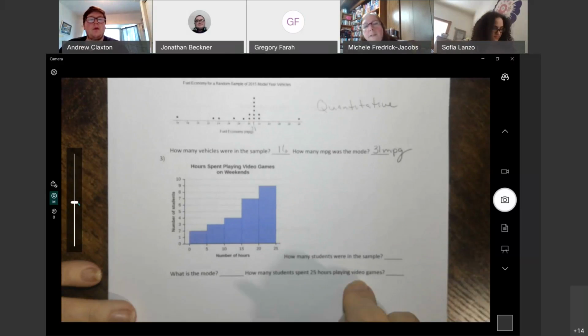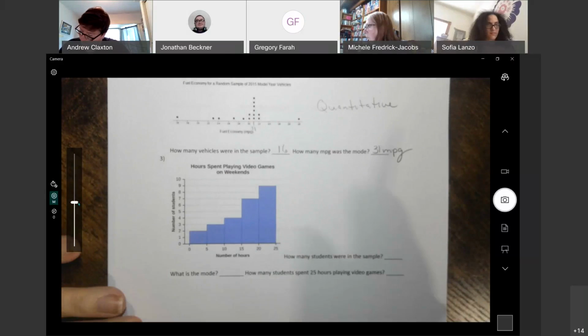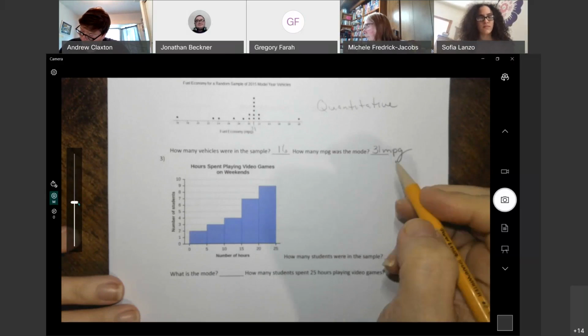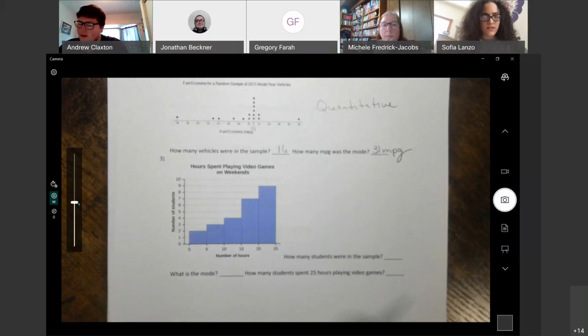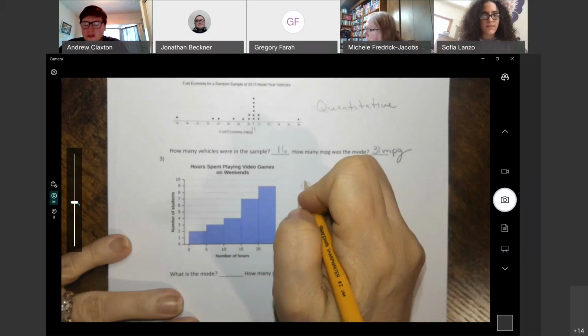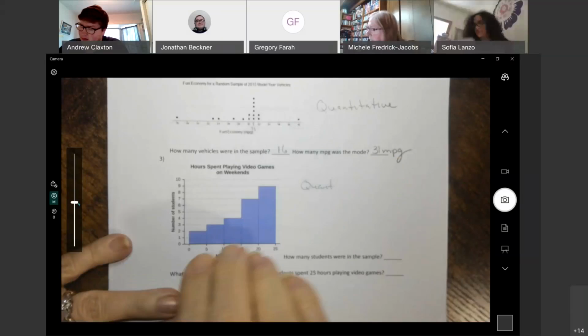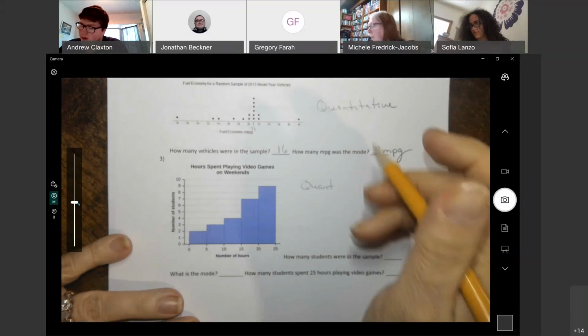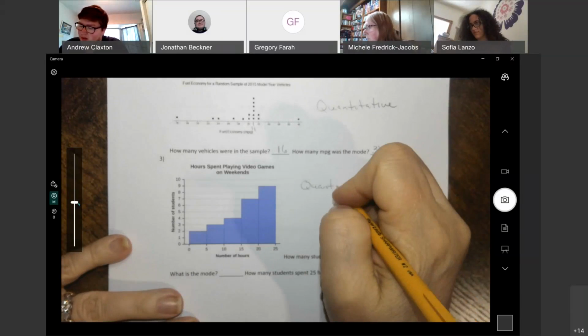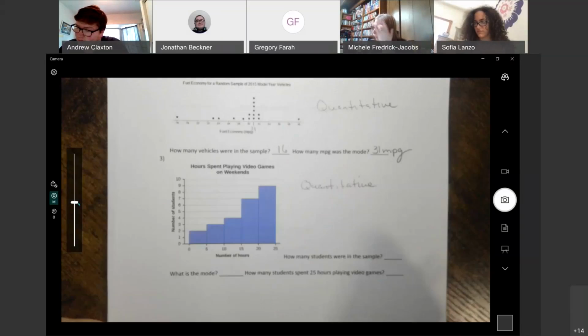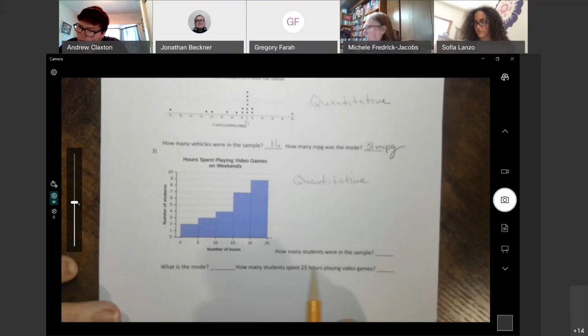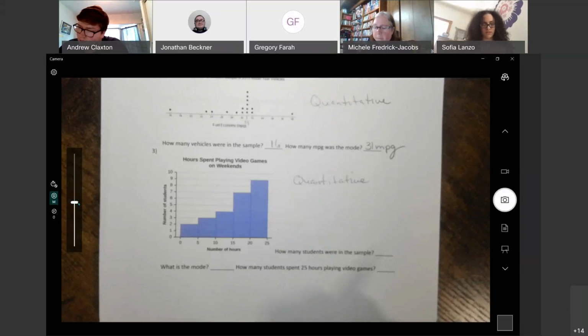Okay, this one's a histogram. Is it qualitative or quantitative? Quantitative. A histogram has to be quantitative because it's continuous data. It has to be numerical. Okay, how many students were in the sample?